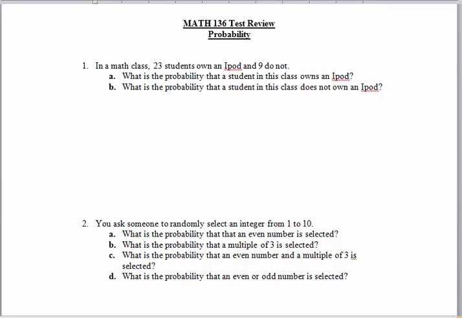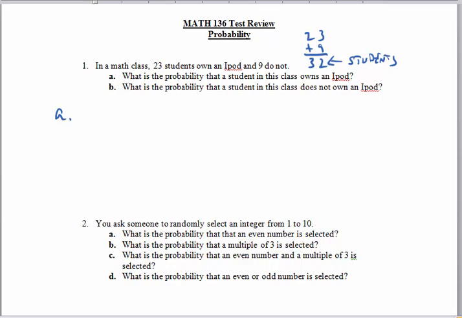Number 1. In a math class, 23 students own an iPod and 9 do not. So the first thing you would really want to do here is add those numbers up. There's 32 students, so you would do 23 plus 9 and get 32. That's how many students there are altogether. So what's the probability that a student owns an iPod?